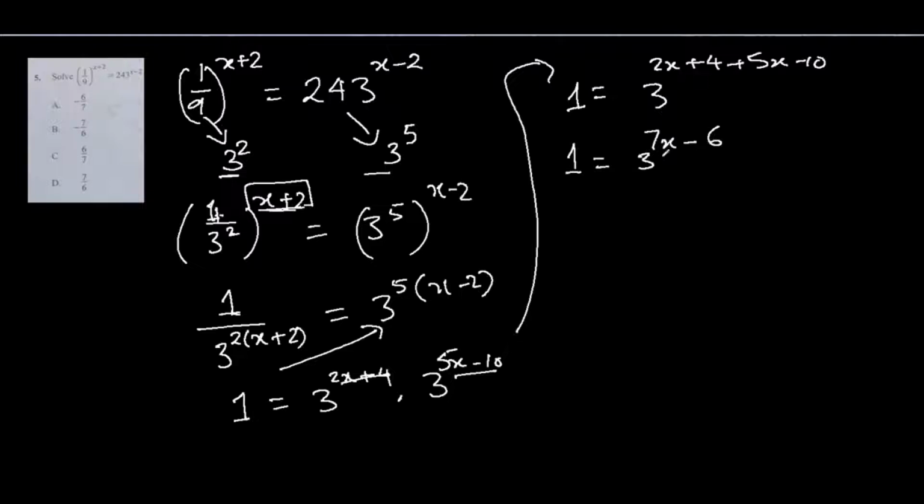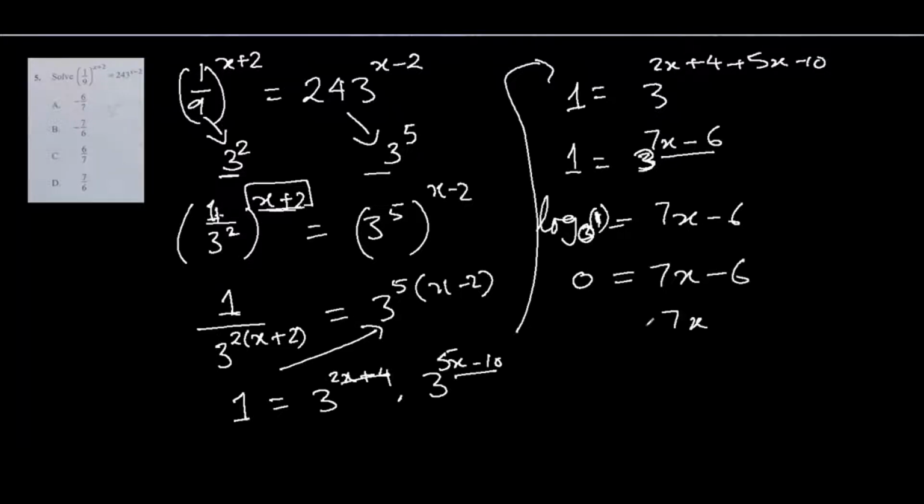Okay. Now we need to bring down this exponent, so it will become 7x minus 6 equal to log base 3 of 1. Whatever is the base of the exponent here, that becomes the base of the log on the other side. But any base, even if it was base 10 or base 8 or base 7, 5, pi, anything, if there is 1 inside, it means 0. Why? Because 3 to the power 0 is 1. So log base 3 of 1 will be equal to 0, equal to 7x minus 6. 7x equal to 6. So x becomes 6 over 7. The answer is C.